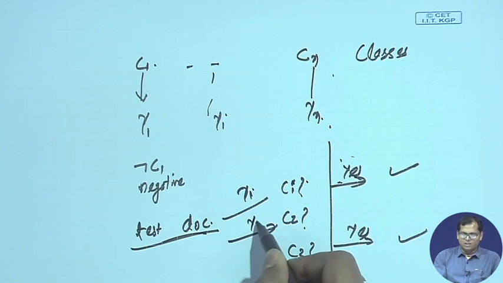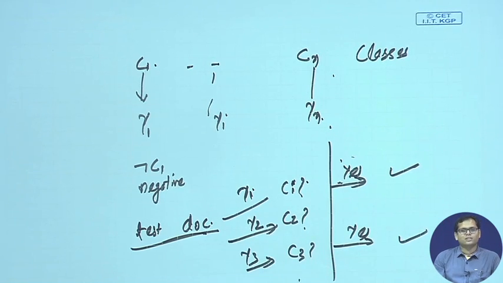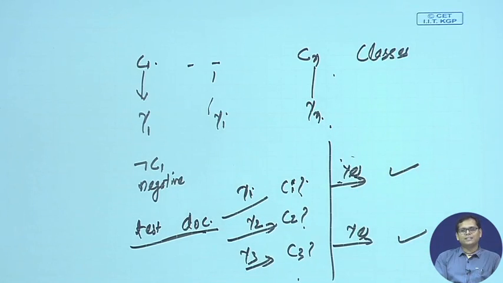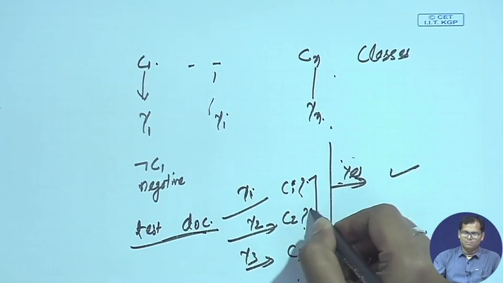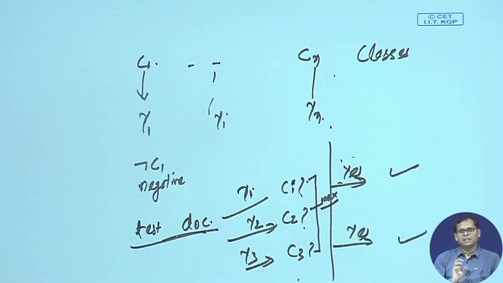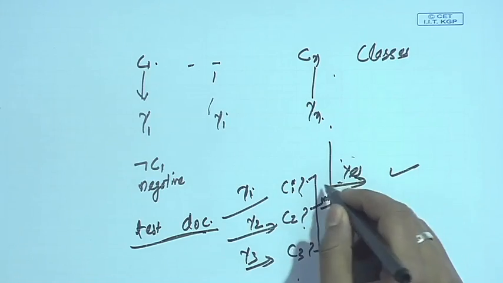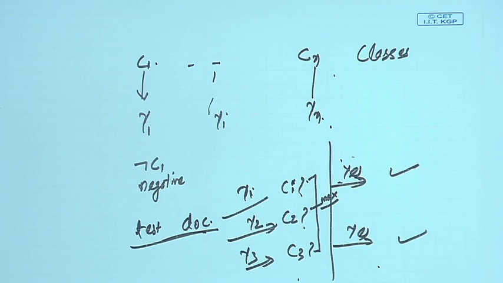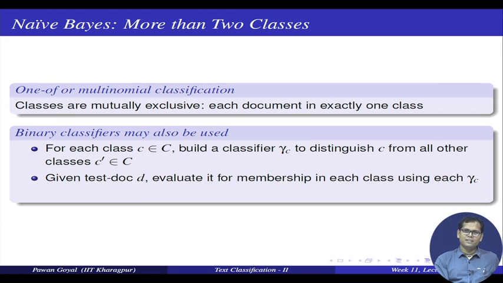What is the probability that gamma 2 is giving to C2? What is the probability that gamma 3 is giving to C3? You will get all these probabilities, and whichever probability is the maximum, you will assign that class to the test document if the classes are mutually exclusive. If they are not, you will simply take the decision in each of the cases. If they are mutually exclusive, you find the probabilities and take the max. So that is another approach. Given test document D, you evaluate its membership for each of the classes, and D will belong to the class with the maximum score. That is how you can build multi-class classification by using simple binary classifiers.